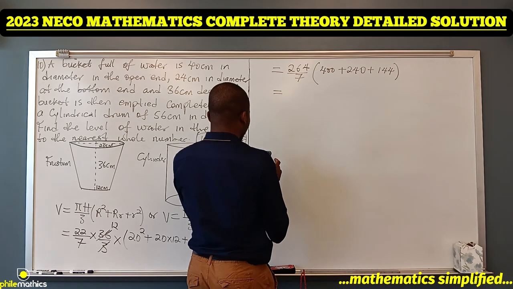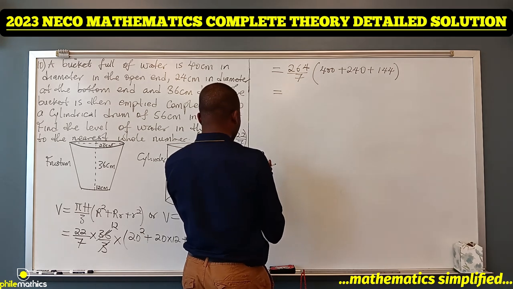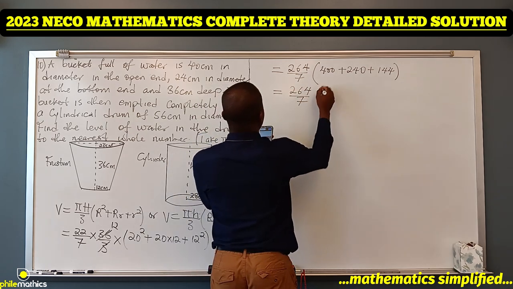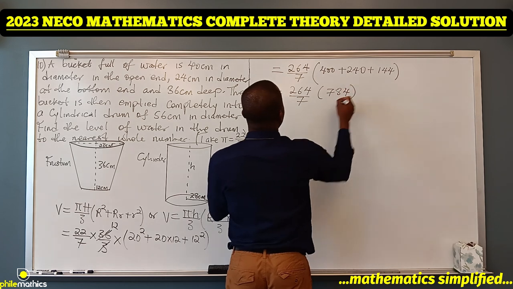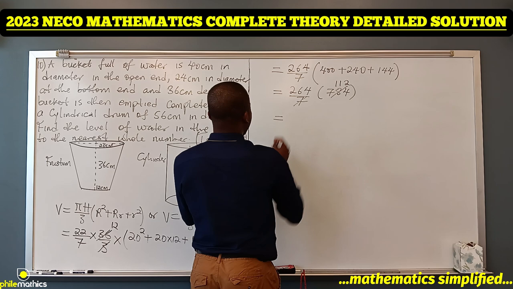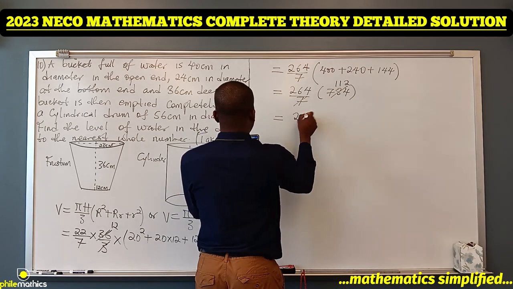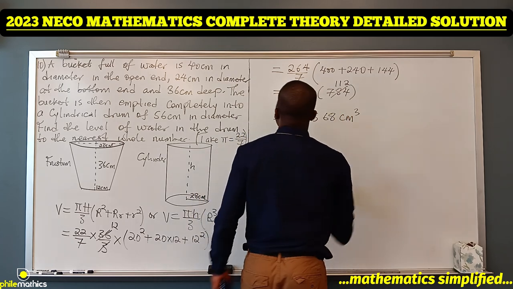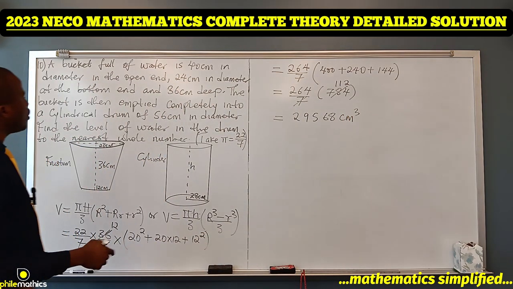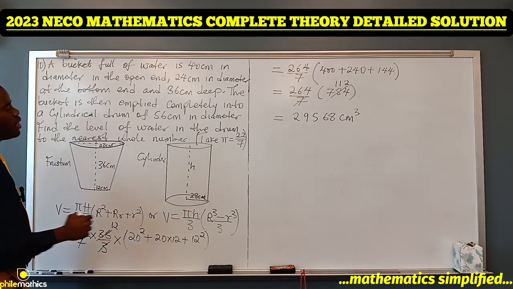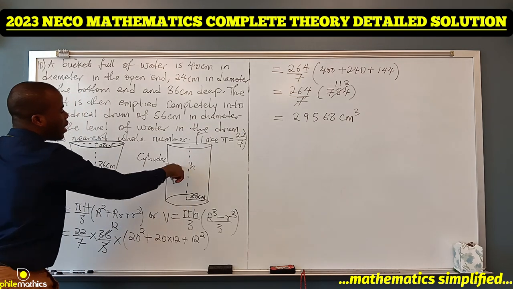So if we sum it up, this is 264 over 7 times 784. 7 can divide this 112 times, and 264 times 112 will be 29,568 centimeter cube. So this is the volume of water that was poured into the drum of cylindrical shape. Now we are going to look for the height of this water inside the cylindrical shape.